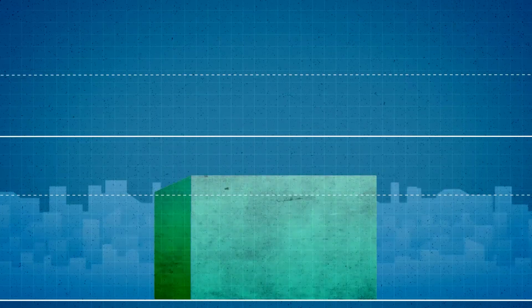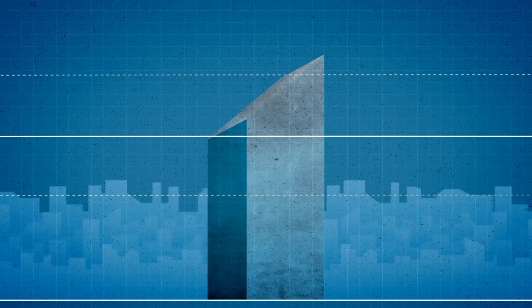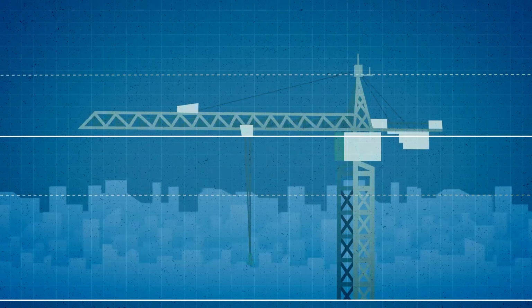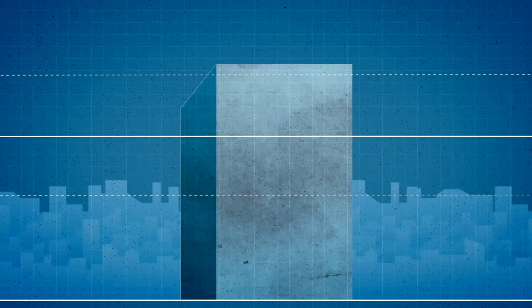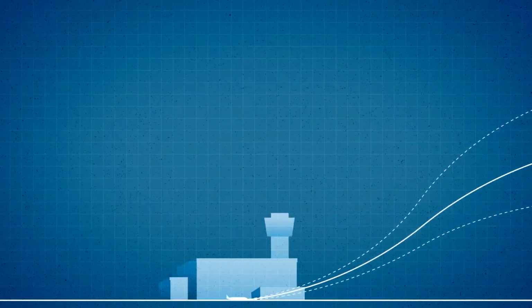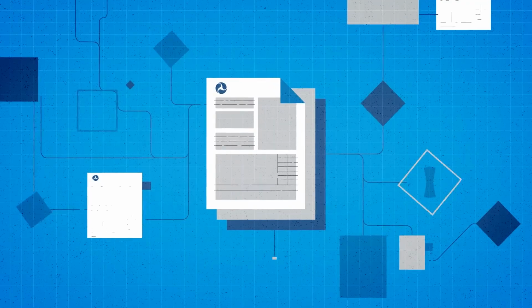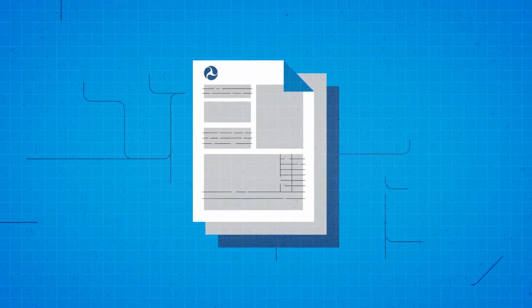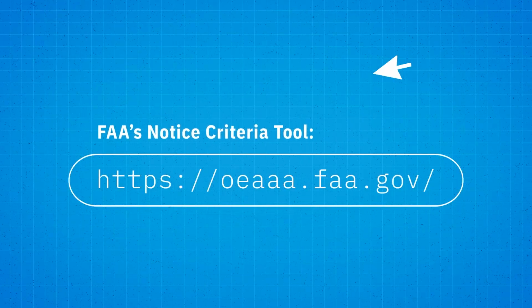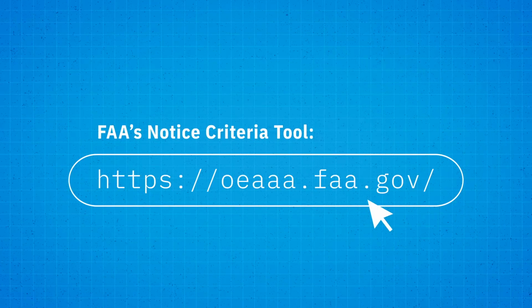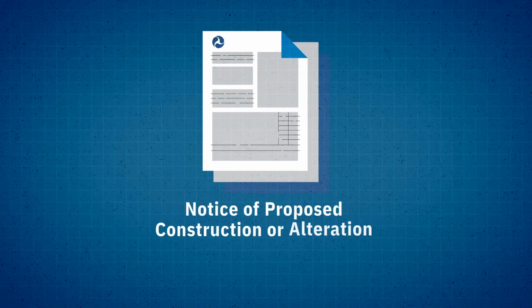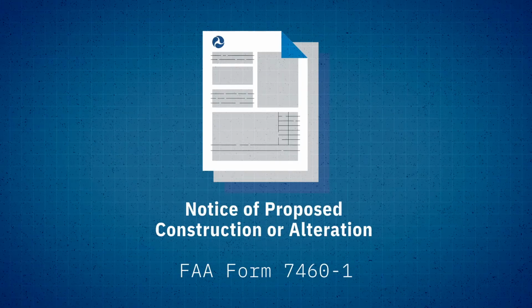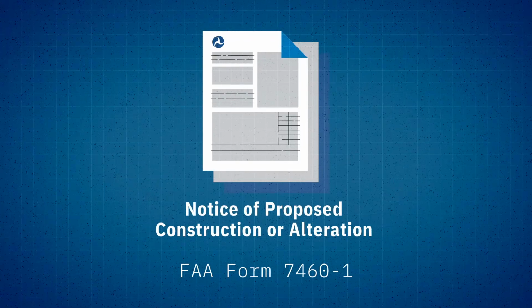This group of aviation professionals helps ensure the FAA operates the safest and most efficient aerospace system in the world by studying structures on the ground and determining whether they are a hazard to navigable airspace or affect airport capacity. The process to file notice with the FAA is not very complicated, and the OEG is here to help. If you're unsure if you need to file, check out the FAA's Notice Criteria tool. If it turns out you are required to file, you're already on the right webpage to electronically file your Notice of Proposed Construction or Alteration, FAA Form 7460-1.